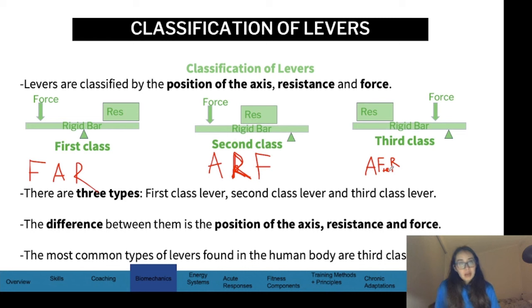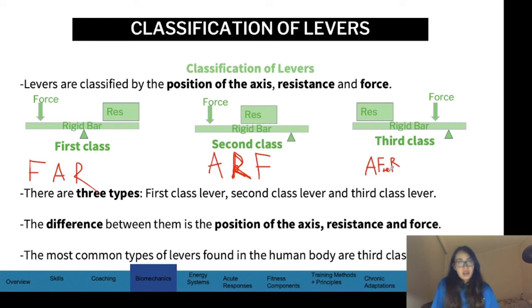You also need to know examples relating to all of these. The main example of a first class lever in the human body is when you nod your head. This nodding action is a first class lever. You get force, axis, resistance in your head and neck area. You don't need to know too much about it, just know that example.